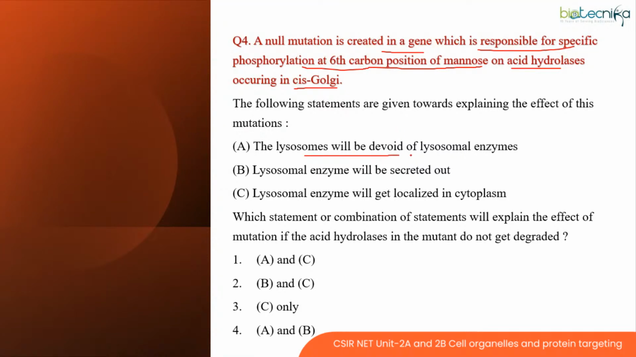Lysosomes will be devoid of lysosomal enzymes. Lysosomal enzymes will be secreted out, or lysosomal enzymes will get localized in the cytoplasm. Now you have to identify the correct statement or combination of statements that will explain the effect of the mutation if the acid hydrolases in the mutant do not get degraded. Identify.